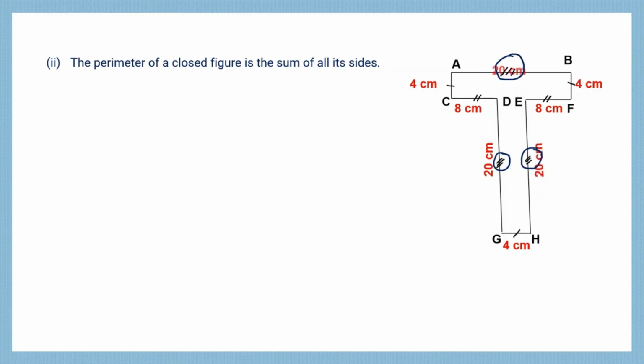So 20 centimeters here and 20 centimeters. So now do we have the measurement of all the sides? Yes. Now we can find the perimeter. The perimeter of a closed figure is the sum of all its sides. That means let's start with A.